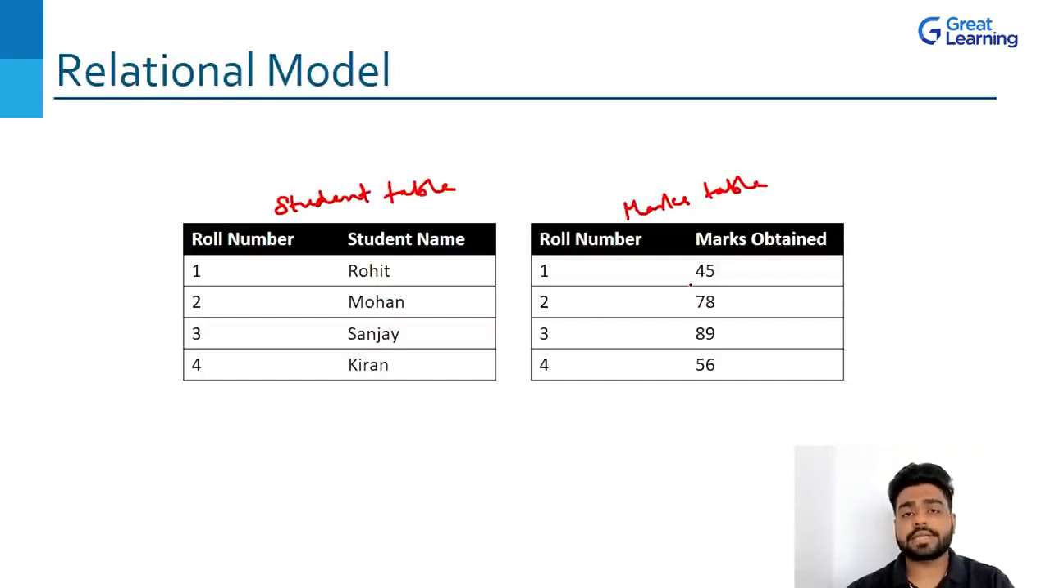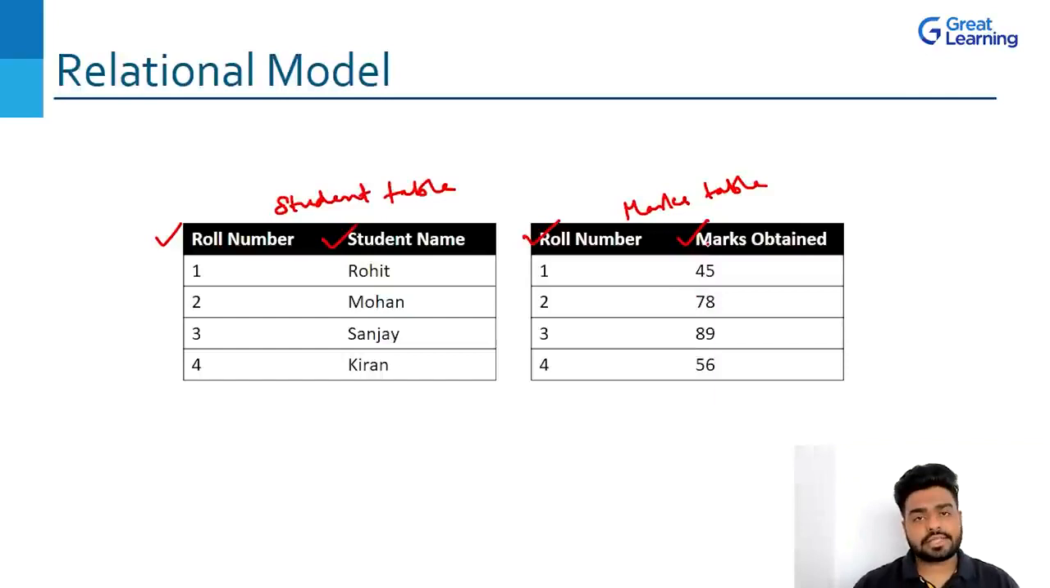These 2 tables are separate tables. So let's see the fields. We have one roll number field and one student name field in the student table. So every roll number is assigned one particular student name, and in the marks table we have roll number, which is again a field for the marks table, and one more field which is marks obtained. So for an assigned roll number, people have these marks obtained.